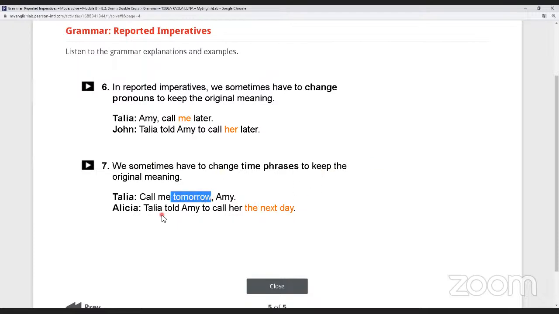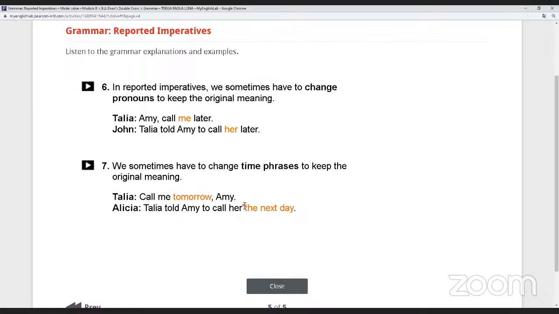If I'm going to say tomorrow, if I'm going to report this sentence, okay, Talia told Amy, right? Told because there is a listener, Amy, to call, the infinitive. We're changing, right? Alicia is not saying, Talia told Amy to call me. We have to change the object pronoun to her. It depends on the context for sure.